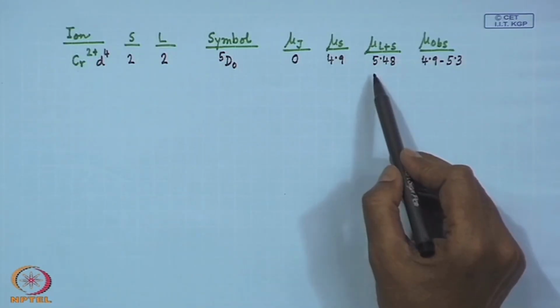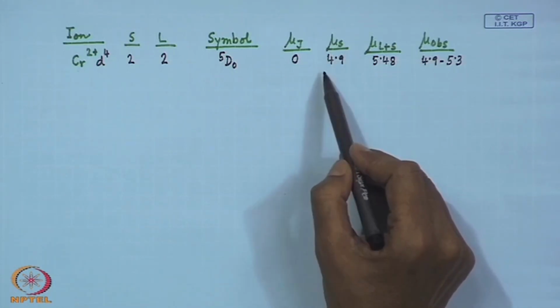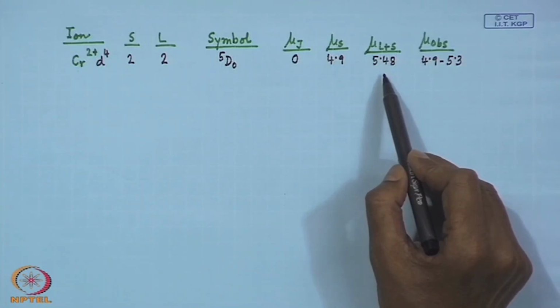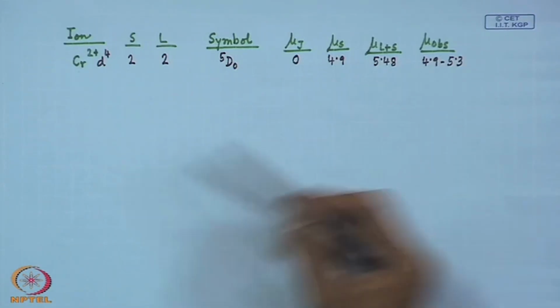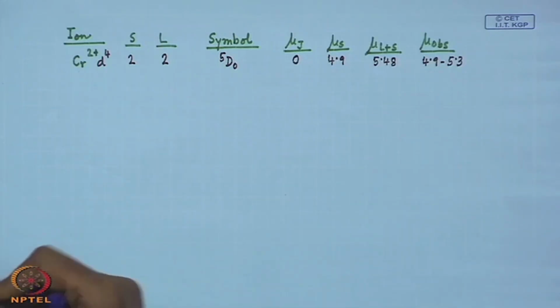So, if there is a sufficient amount of orbital contribution, our mu S equation is not sufficient to explain the correspondingly observed magnetic moment value, but mu L plus S can be used to determine the corresponding magnetic moment that we experimentally determine for this metal ion system.